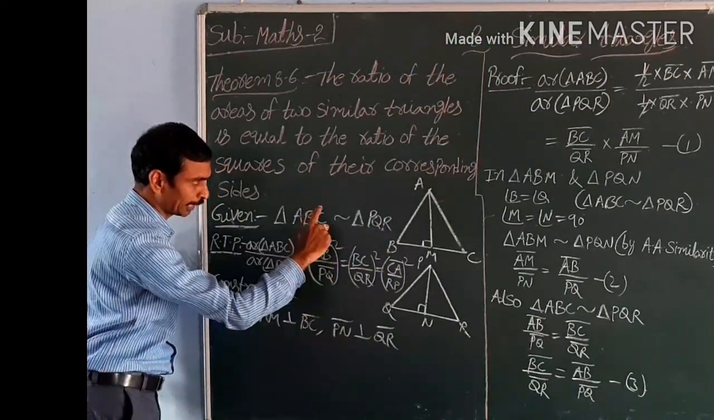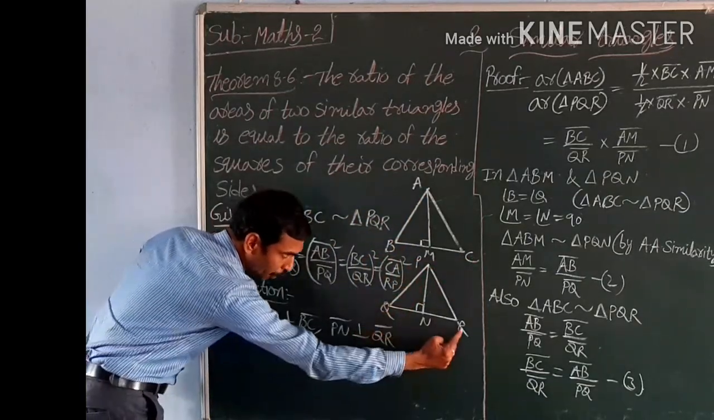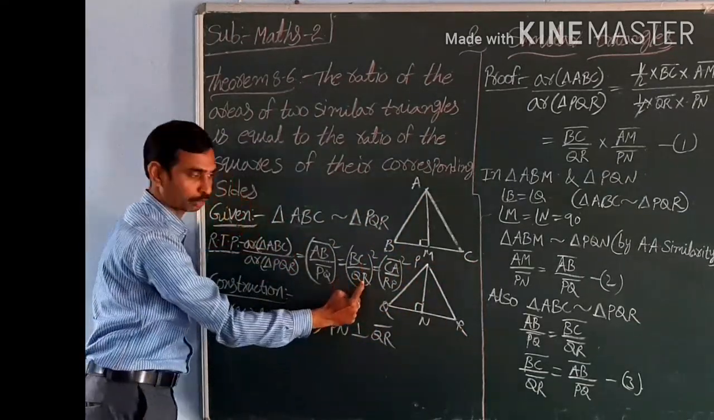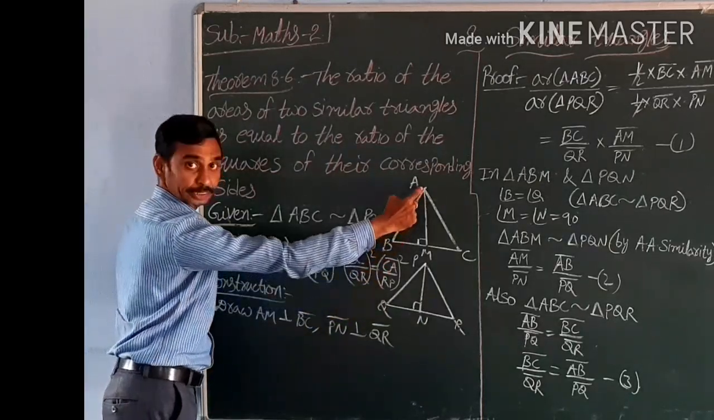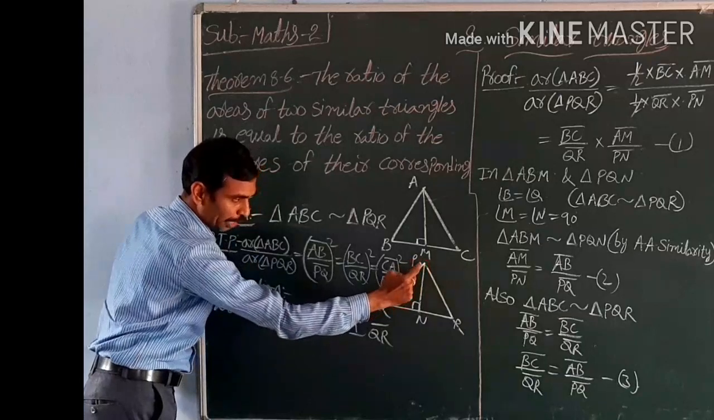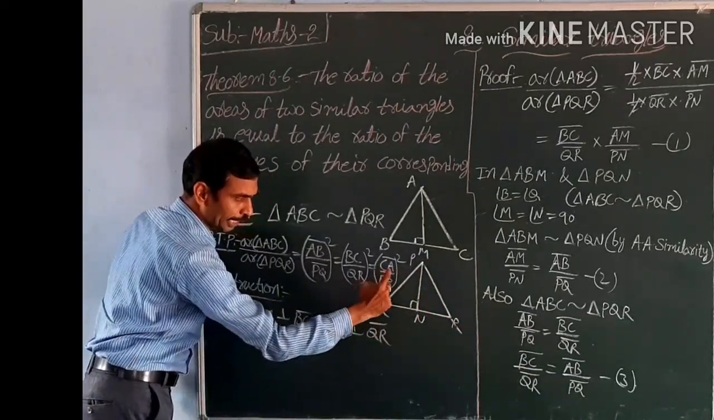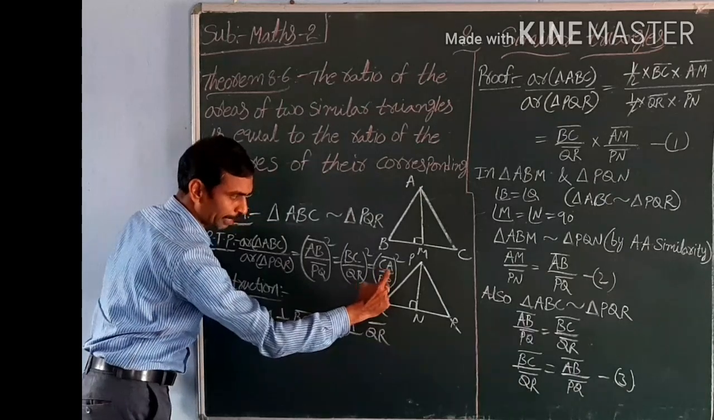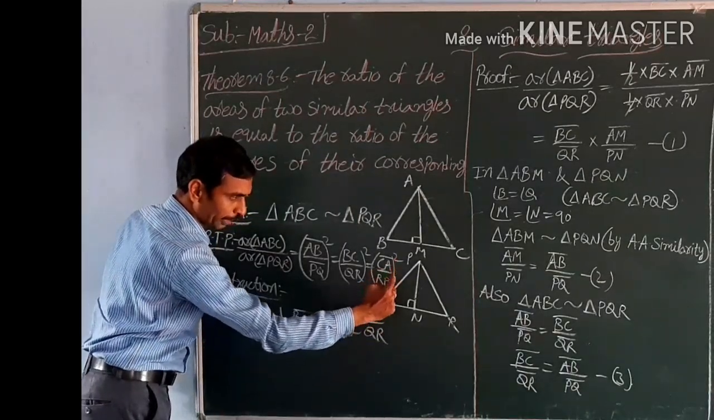Next, the corresponding side BC, here the corresponding side QR. BC by QR whole square. Next is equal to, here the next corresponding side AC, the corresponding side PR. AC we can write CA also, CA and AC are equal. CA by PR, we can write RP. CA by RP whole square.